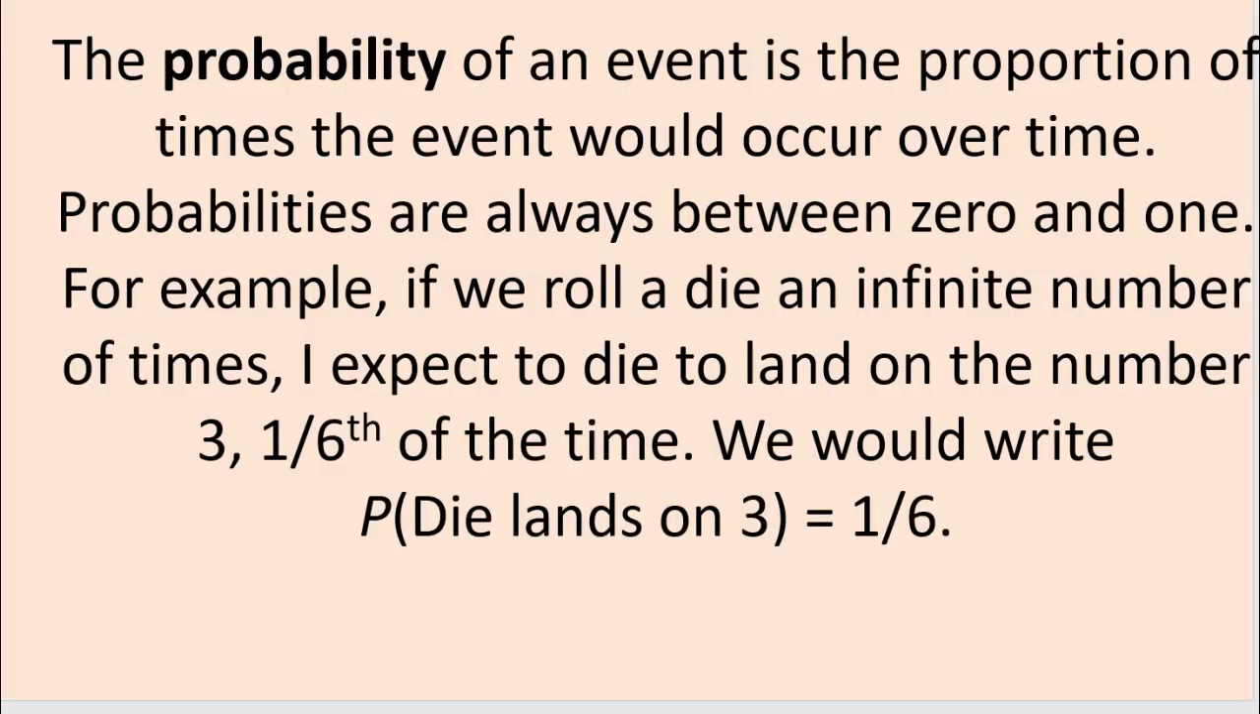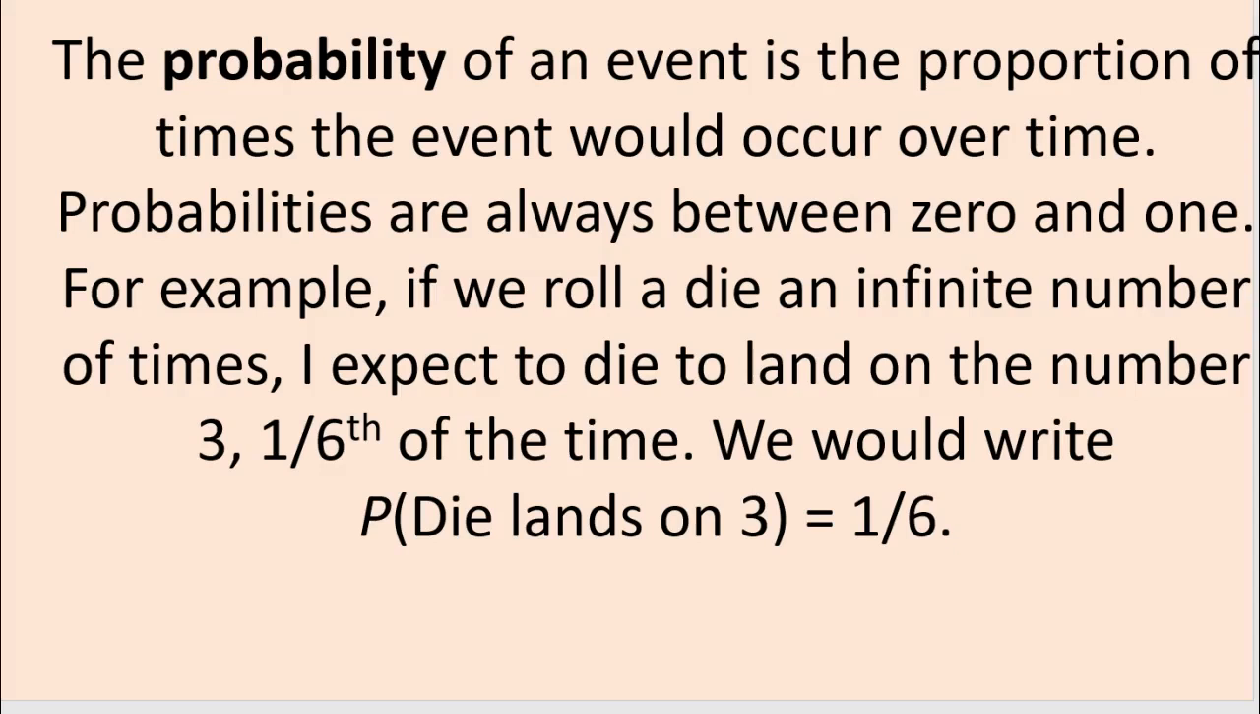The probability of an event is the proportion of times that the event would occur over time. Probabilities are always between 0 and 1. For example, if we roll a die an infinite number of times, I expect the die to land on the number 3 1/6 of the time. We would write, and notice here we've got a capital P and then parentheses. And then inside the parentheses, die lands on 3. The capital P here stands for probability. Inside the parentheses, we have what we're interested in finding the probability of. So this would read, the probability that the die lands on a 3 is equal to 1/6.